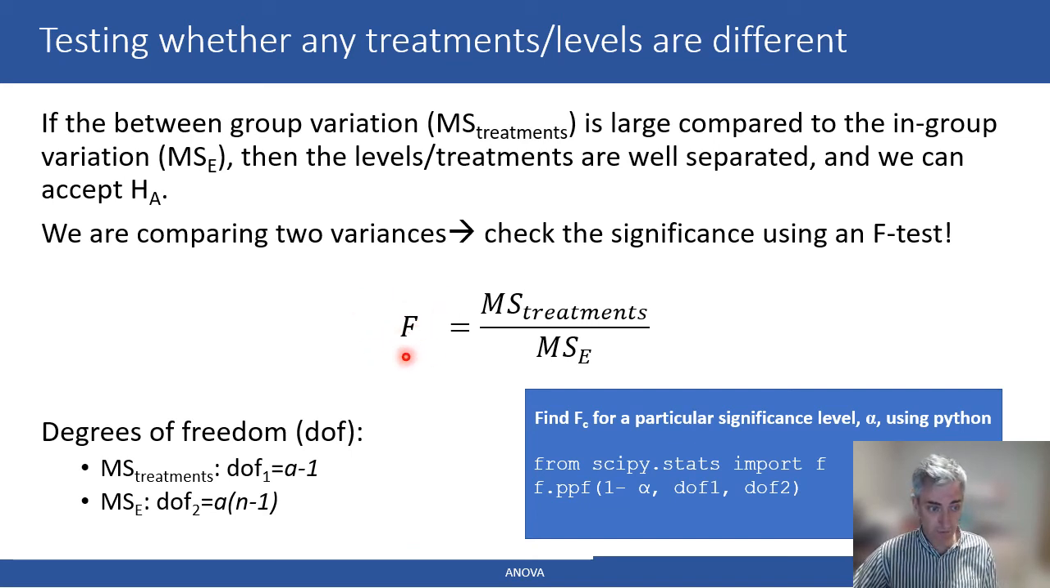If it's the weight of the dogs, it would mean that at least one of the groups has a completely different mean weight to the other groups if the F statistic is large. And again, we get this from looking up in the tables, or we can even use the SciPy stats module in Python and compute it in this way. So alpha is a significance level, this is the degrees of freedom, and this will give us a value for the critical value that we can compare against this.